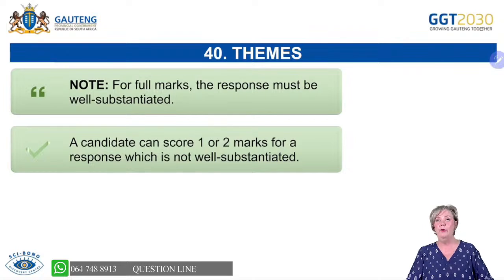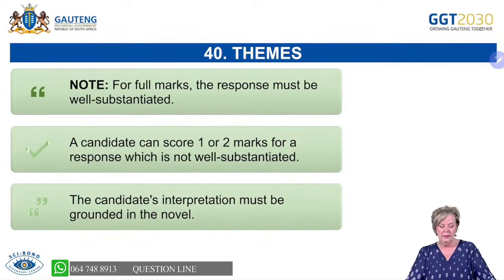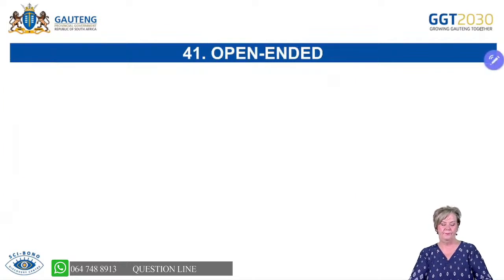That is very important. No repetition. The candidate's interpretation must be grounded in the novel. I'm going to say that again. Any opinion you have, anything that you discuss, it must be grounded in the text. You cannot make universal statements, especially with something like themes. It's very, very easy to digress and make a universal statement, but not bring it back to the text itself.